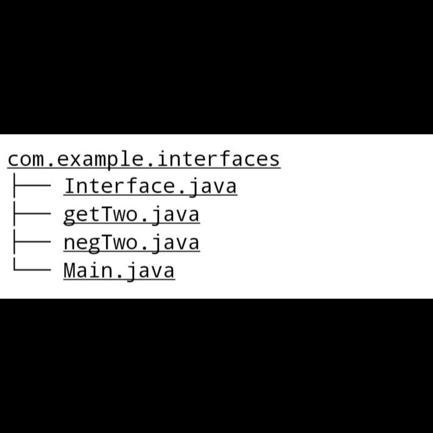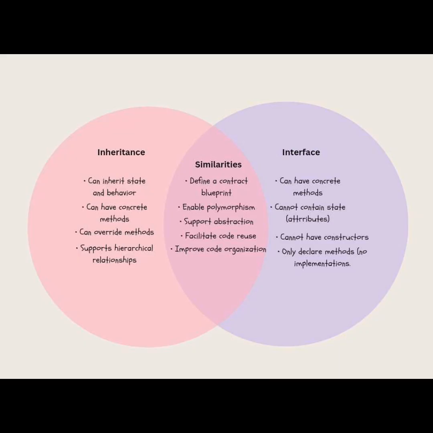So this is the file structure of Java interface. And also these are the differences and similarities of interface and inheritance in Java. Feel free to pause the video and read it.